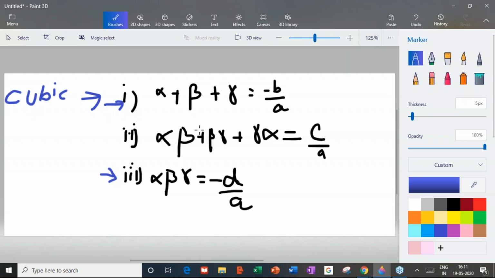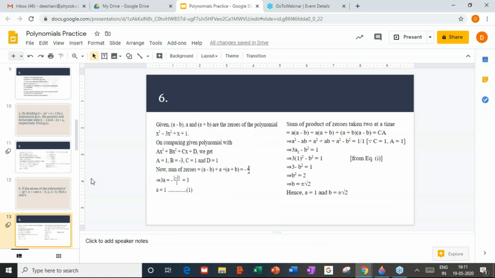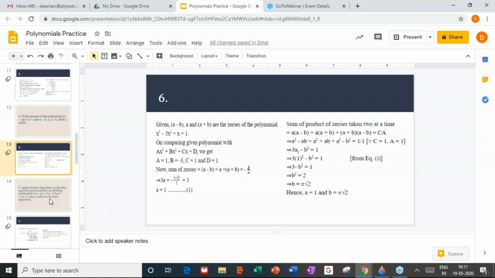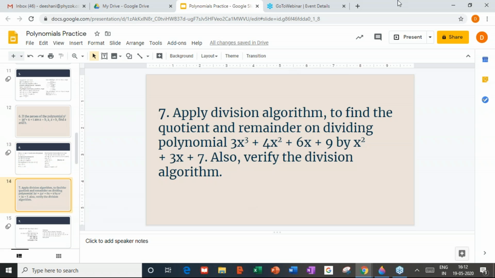In that case it will just be alpha plus beta is equal to minus b by a, and alpha beta is equal to c by a. Okay, yeah, we'll move on. This is there in your chapter notes, so don't worry. We won't just make a note of it. Okay, we'll move on to the next one.